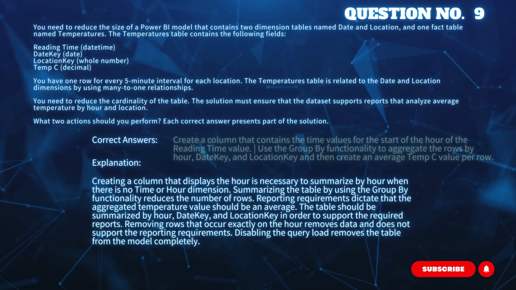Reporting requirements dictate that the aggregated temperature value should be an average. The table should be summarized by hour, date key, and location key in order to support the required reports. Removing rows that occur exactly on the hour removes data and does not support the reporting requirements. Disabling the query load removes the table from the model completely.